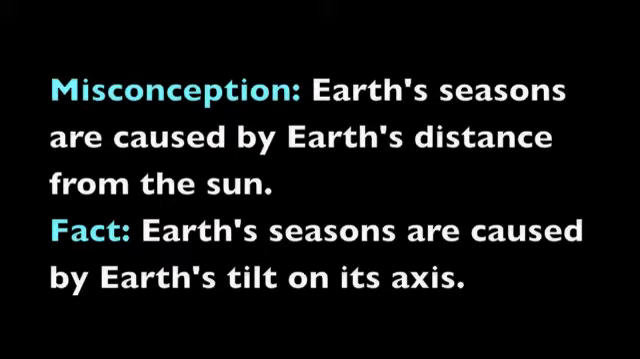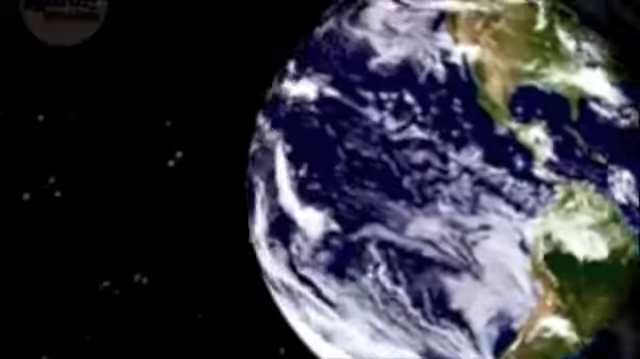Let's first address the biggest misconception that Earth's seasons are caused by its distance from the sun. Earth's seasons are actually caused by Earth's tilt on its axis. Instead of going up and down, Earth's axis is tilted 23.5 degrees.